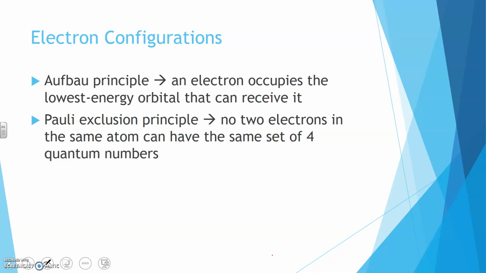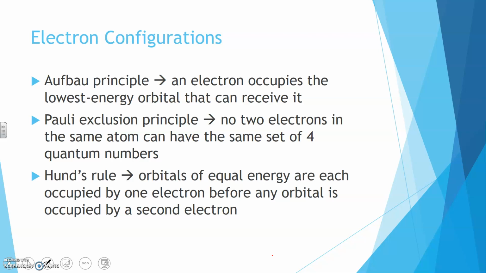So the Pauli exclusion principle is simply stating that no 2 electrons in one single atom can have the same set of 4 quantum numbers. Now, if you're comparing 2 different atoms, it doesn't really matter if they have the same set of quantum numbers.